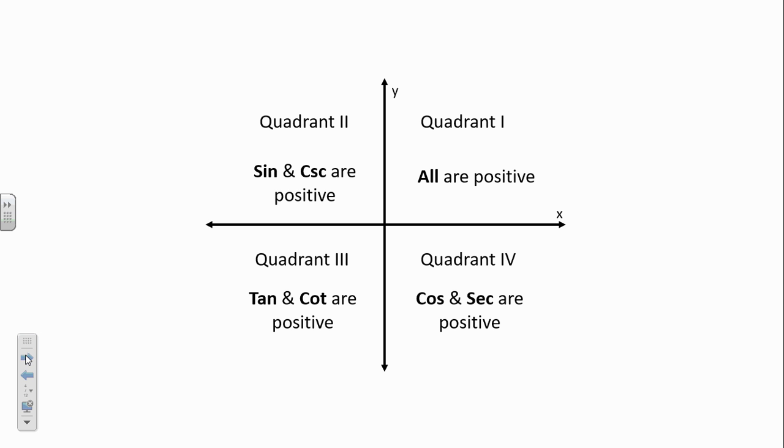In the second quadrant, sine and cosecant are positive. And the way to remember these is all students take classes, right? So in the third quadrant, tangent and its reciprocal are positive. And in the fourth quadrant, cosine and secant are positive.